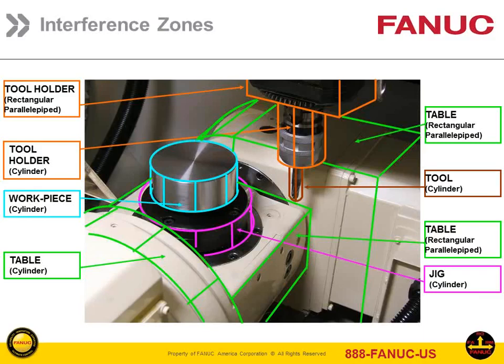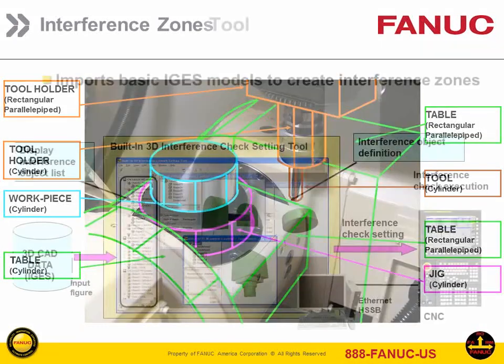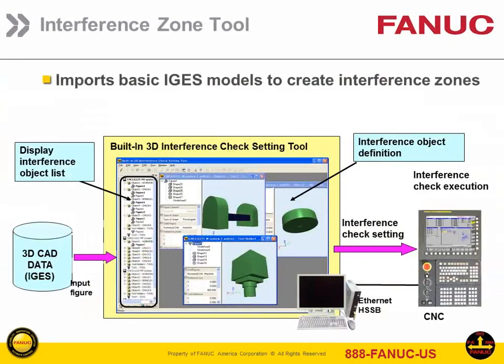With this three-dimensional interference zone check, you have the capability of turning this on, and what it does is, you can import a basic IGES model where you can create interference zones. And with that, you can display the interference object list, and you can actually do an interference check execution right on the control.